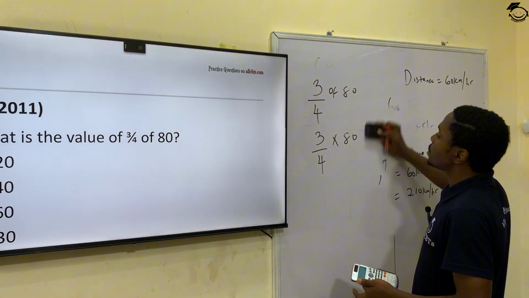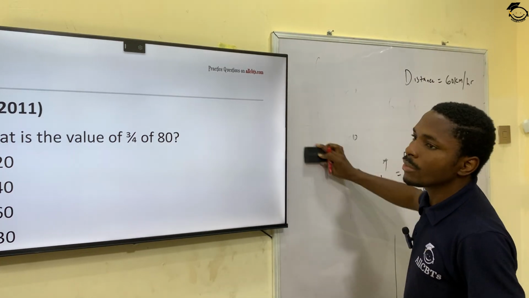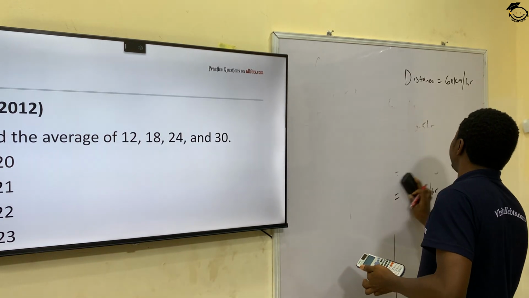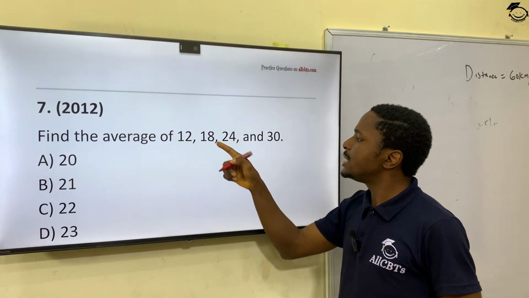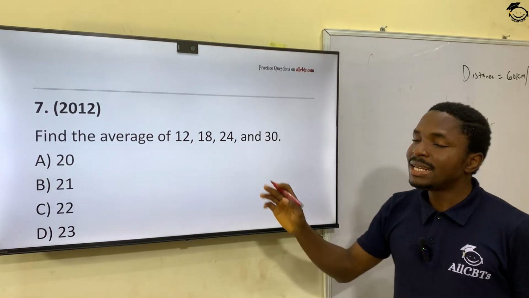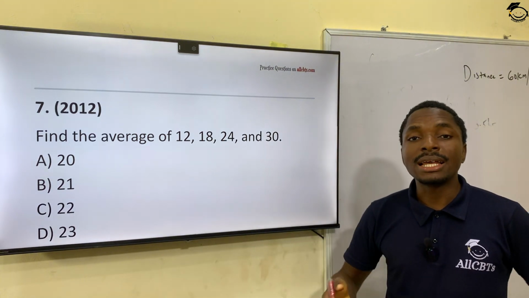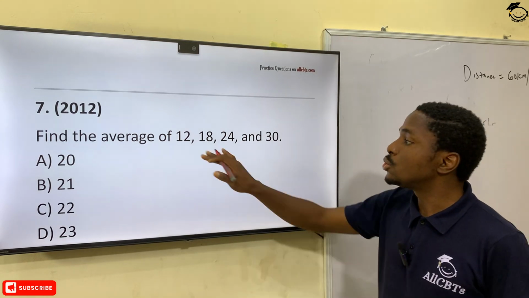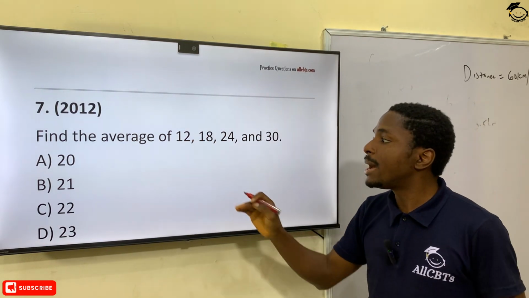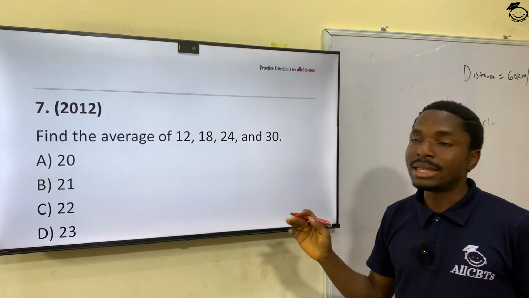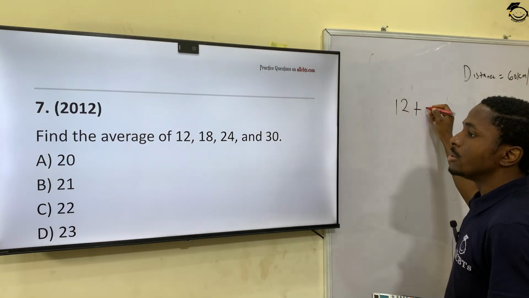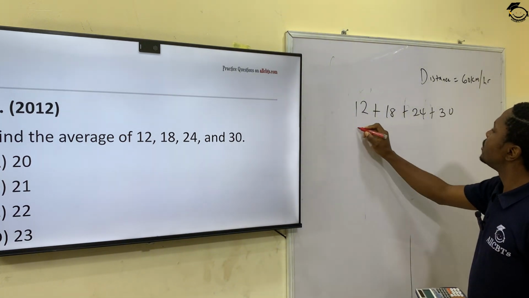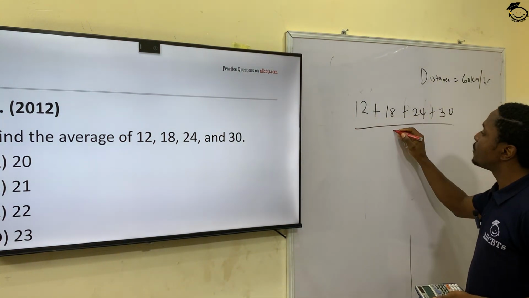Now moving on, question number 7. Find the average of 12, 18, 24, and 30. The average also means the mean, okay, of 12, 18, 24, and 30. Simply what that is asking you to do is add it all together, then divide it by the total number of numbers that are there. So you have 12 plus 18 plus 24 plus 30, divided by how many numbers? 1, 2, 3, 4. 4 numbers.